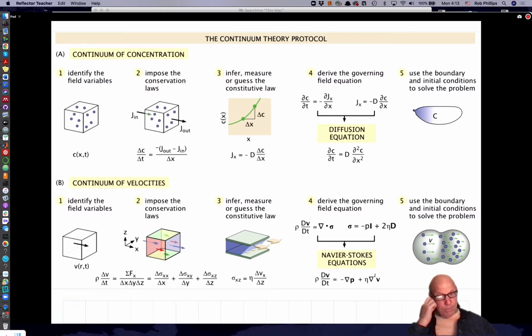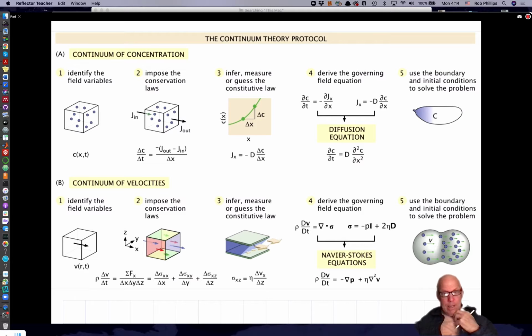In the context of a fluid, what we're going to keep track of is the velocity and also the density. The next idea is that we impose the conservation laws. So, for example, in the context of concentration and diffusion, as you saw already, we impose conservation of mass. When we think later about fluids, we'll impose the conservation of linear momentum. That is to say that we'll examine this little box and we'll make sure that in a time increment delta t, that linear momentum is conserved.